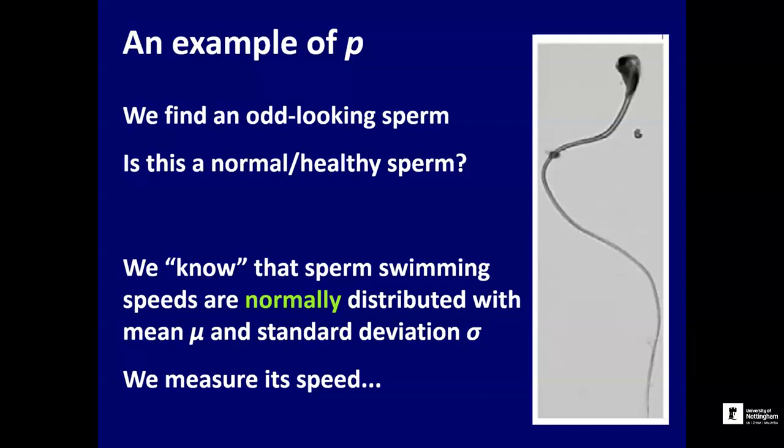We're going to compare the data we get, the sperm swimming speed, with what we expect from a healthy normal population. So we're going to make the assumption that healthy normal sperm swimming speeds are normally distributed with a mean of mu and a standard deviation of sigma. What we're doing here is very common in statistical testing. We're going to assume a particular distribution, that the underlying population is normal. And once we've made that assumption, that's going to allow us mathematically to calculate p.